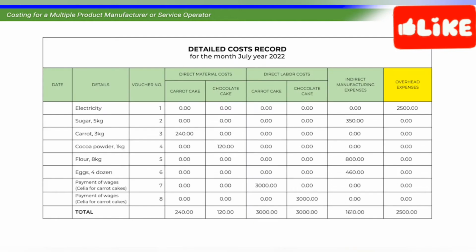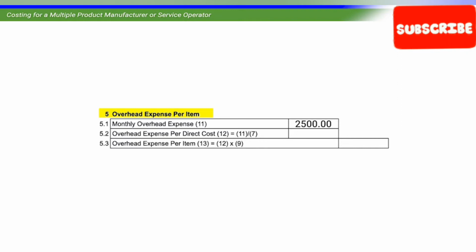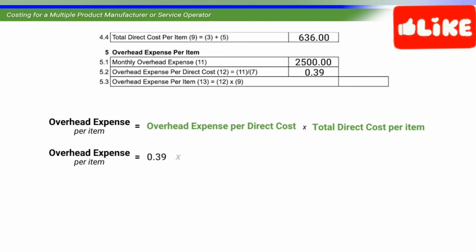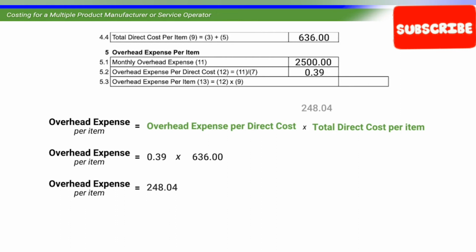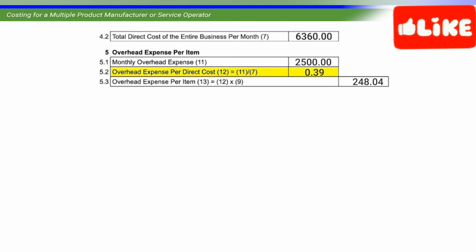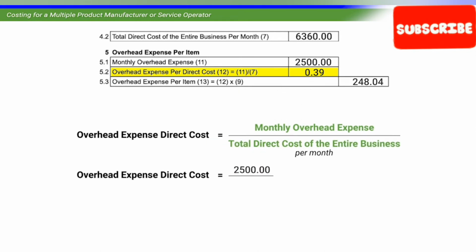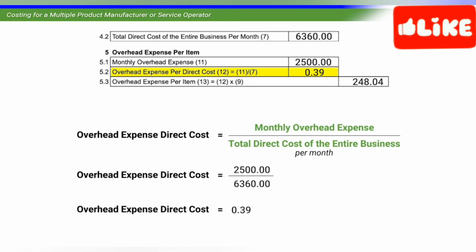The next step is to calculate the overhead expense per item. To do this, multiply the overhead expense per direct cost by the total direct cost per item. You may get the overhead expense per direct cost by dividing the monthly overhead expense by the total direct cost of the entire business per month.